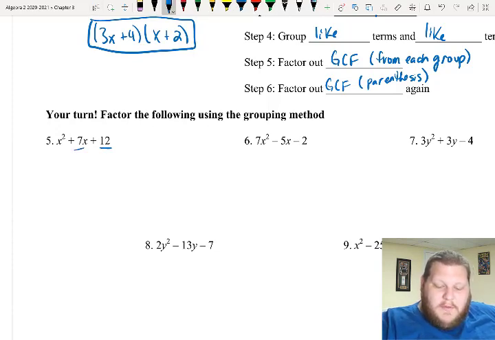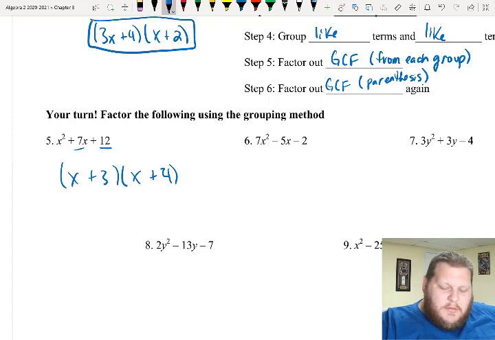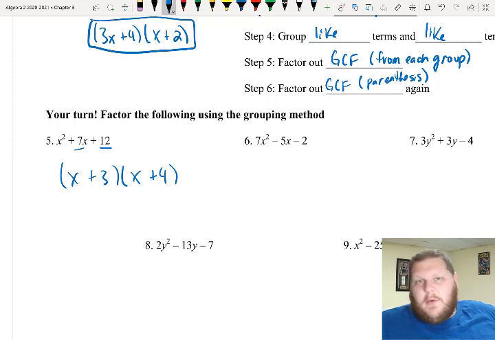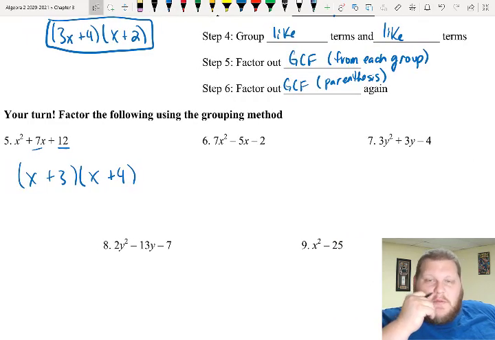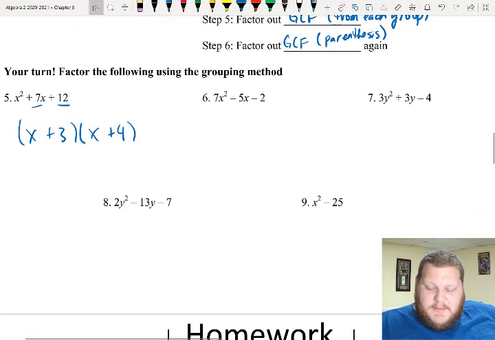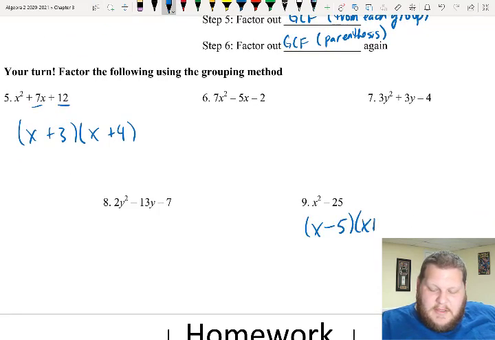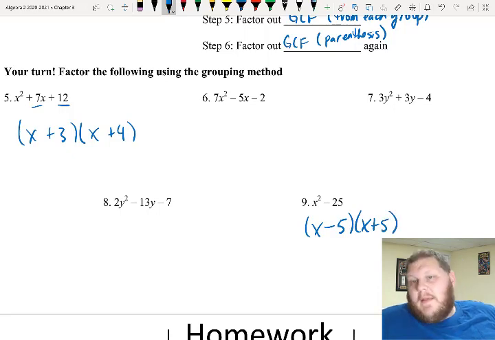For number 5, I'm looking for two things that multiply together to give me 12, but add up to a positive 7. So here, 3 and 4. 3 times 4 is 12, but 3 plus 4 is 7. So that's going to be my multiplication there. For number 9, that's another time where we have just two terms. That is x squared minus 25. Since that is my difference of two squares, I have x minus 5 times x plus 5. And that's all I have.